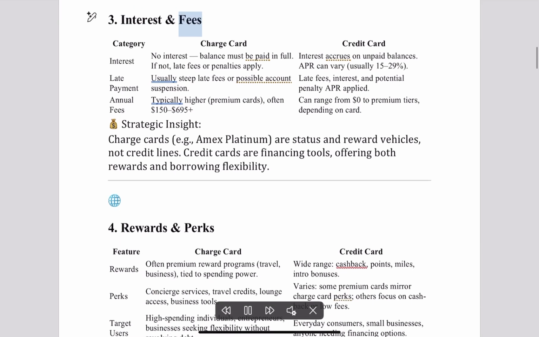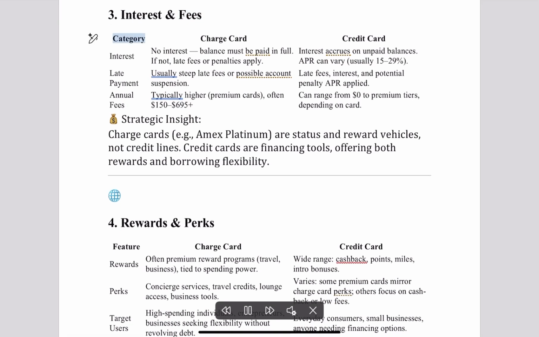3. Interest and fees. Category: charge card, credit card. Interest. No interest, balance must be paid in full. If not, late fees or penalties apply. Interest accrues on unpaid balances. APR can vary, usually 15 to 29%. That's how much the interest can be after your 0%. That's why I like credit cards, because you can get a 0% balance for 18 months, 12 months, things of that nature, where you don't have any interest.